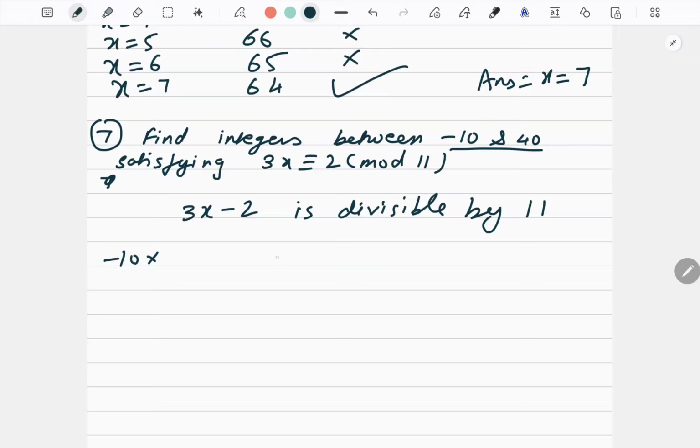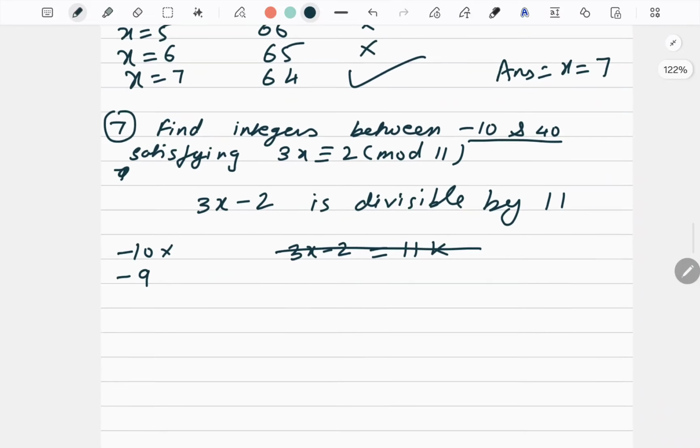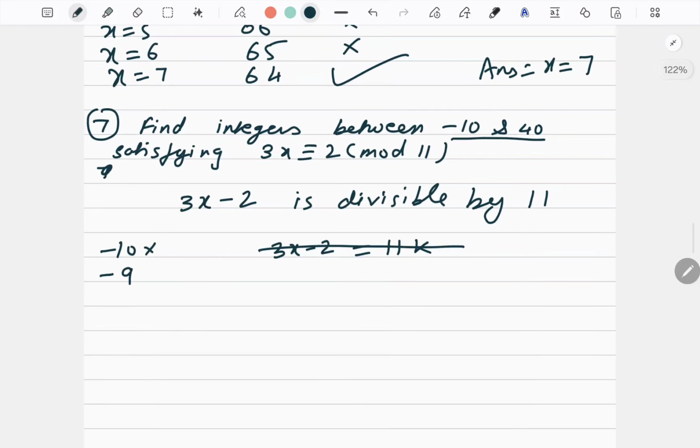Then there is one more way to solve it. What is the other way? You can put 3x minus 2 is equal to 11k. And then you put different values of k. So that is also workable. Right? So that is also a way to handle. But now let us work like that. So if minus 10 is not working, then you go for minus 9. So minus 27 minus 2. So minus 29, which is not divisible by 11, right?